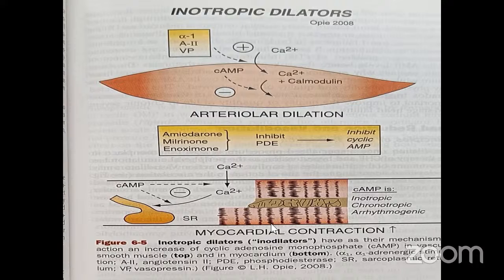Whereas in the cardiac myocytes, here you see that there is increase of calcium through cyclic AMP, and it causes myocardial contractility because of cyclic AMP, because they are producing inotropic effect with vasodilatation. They are known as inodilators.